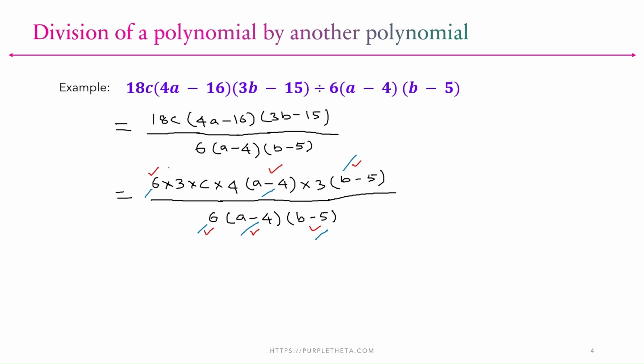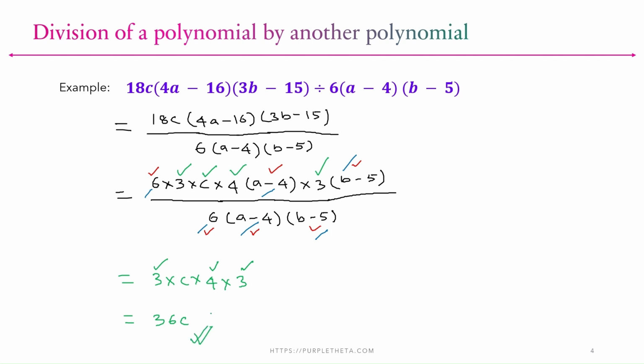And we are left with 3, c, 4 and this 3. Let me write it down. This is equal to 3 multiplied by c multiplied by 4, then multiplied by 3. All the numbers will be multiplied together, that is 3 multiplied by 4 is 12, and 12 multiplied by 3 is 36. And the alphabet I will write as it is, that is 36c. Okay, so this is the answer.